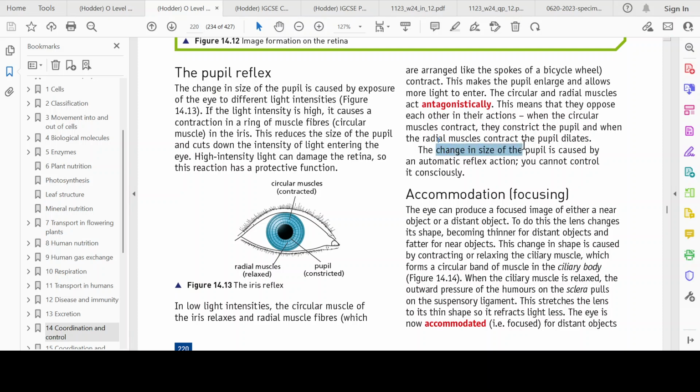The change in the size of the pupil is automatic. You cannot control it consciously. When high light intensity hits your eyes, it will automatically cause the pupils to contract. And when there's low light, they will dilate, they will enlarge. Now, accommodation, which is focusing. When you are looking at objects and you're able to see them clearly, the lens of the eye responds differently to objects that are close to you as compared to objects that are far away.